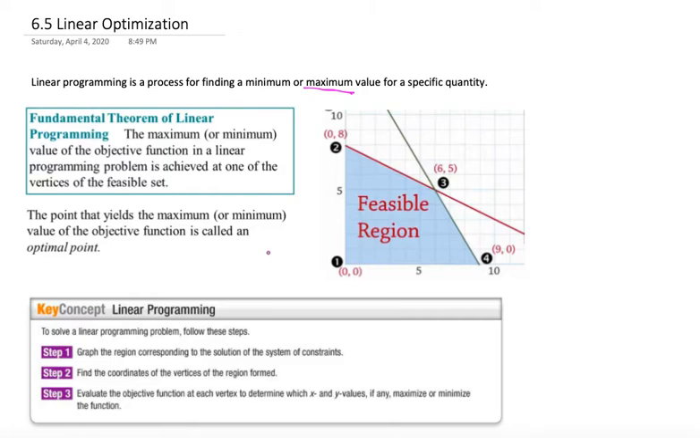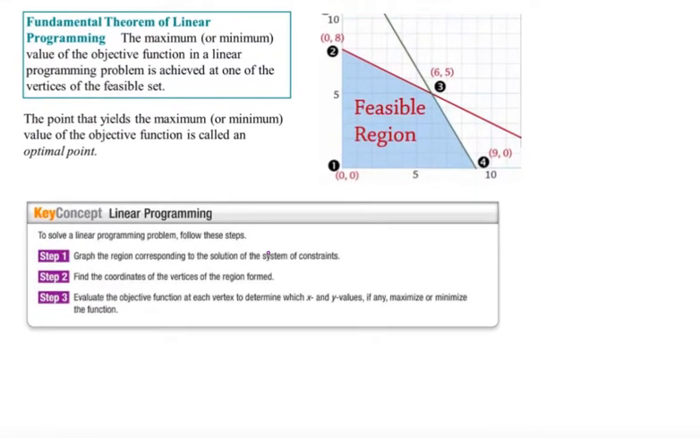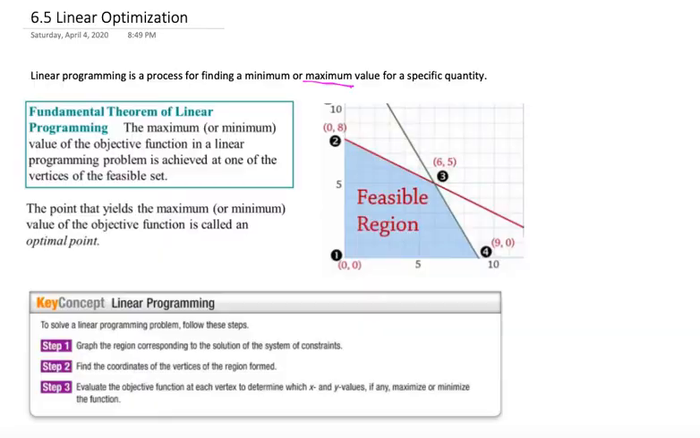So here are the steps for doing this, and then I'll do a couple problems with you. To solve a linear programming problem, you need to graph the region corresponding to the solution of the system of constraints. And the constraints are the lines, the equations of the lines. And then you need to find the coordinates of the vertices. And then you just need to evaluate the objective function, which they give you, at each vertex to determine which x and y values are the highest or the lowest. Okay? So this will make way more sense when we do one or two.